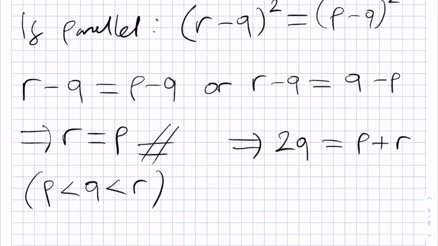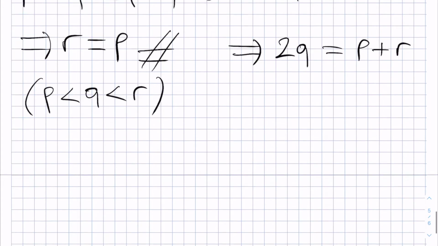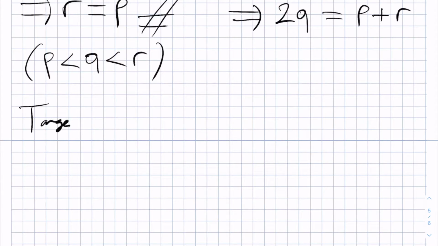Now, we want to show for this direction of the if and only if that if they are parallel, then the tangent to C at the point with x equals q does not meet the curve again after it touches at Q. So let's write down the tangent to the curve C at x equals q.